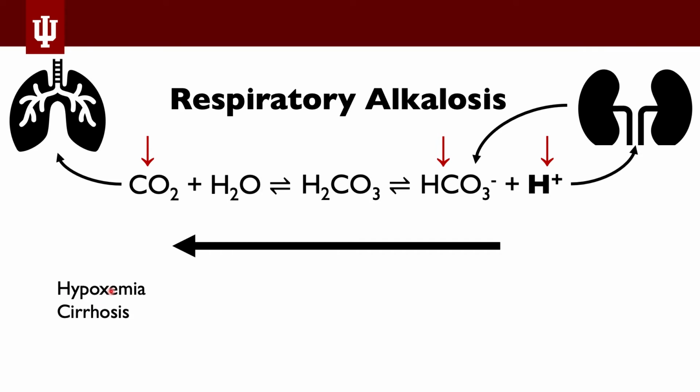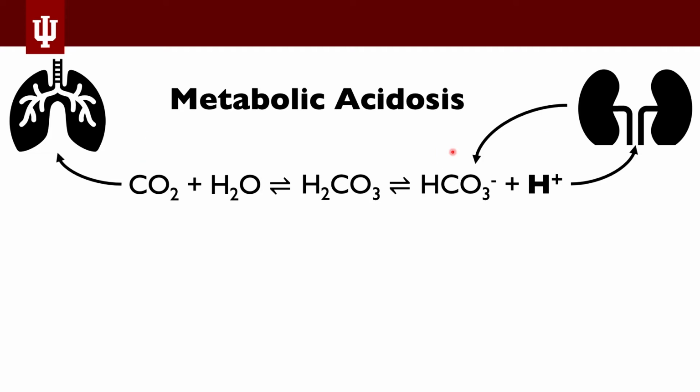Cirrhosis can often cause this. And finally, people who are septic can actually develop a respiratory alkalosis. Once again, the change in the bicarbonate is going to be much greater in people who have a chronic respiratory alkalosis than it is in people who have an acute respiratory alkalosis. All right, so those are the respiratory problems.